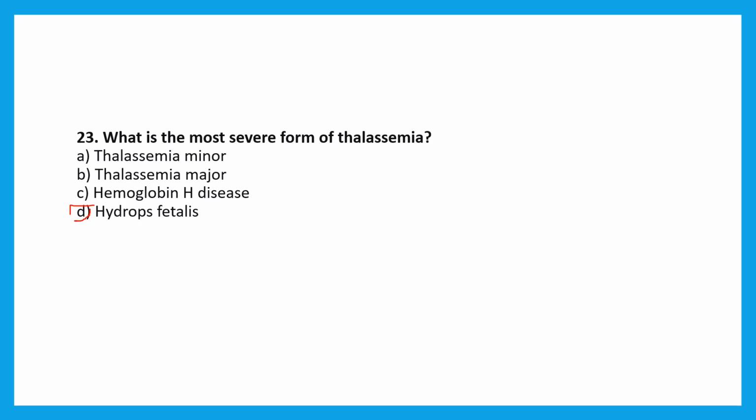Hydrops fetalis results from the complete absence of alpha globin chains, which is actually the most severe form. There's nothing like only alpha chains or only beta chains, but for this one, we're actually talking about all the alpha globin chains. It causes severe anemia and also heart failure in utero, and it's typically fatal before or shortly after birth. This is what we actually know.